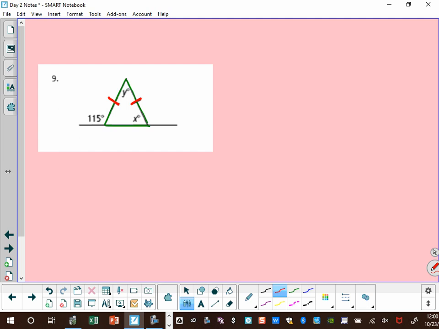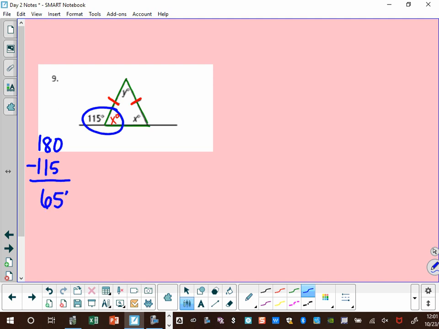Let's say that this is angle Z. Let's say this is X. How can I figure out what this X is right here? What's the relationship between those two angles? A linear pair, which means there are two angles that add up to equal 180. Okay, so to find X, I can do 180 minus 115, and what do I get?